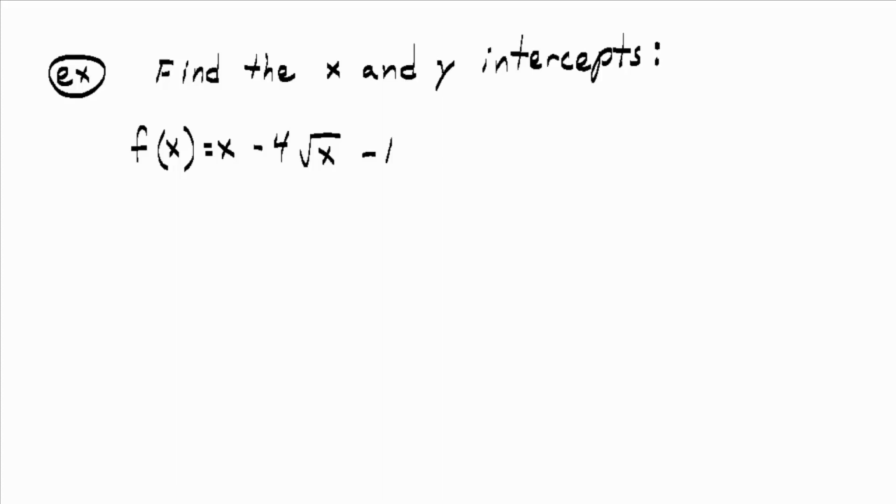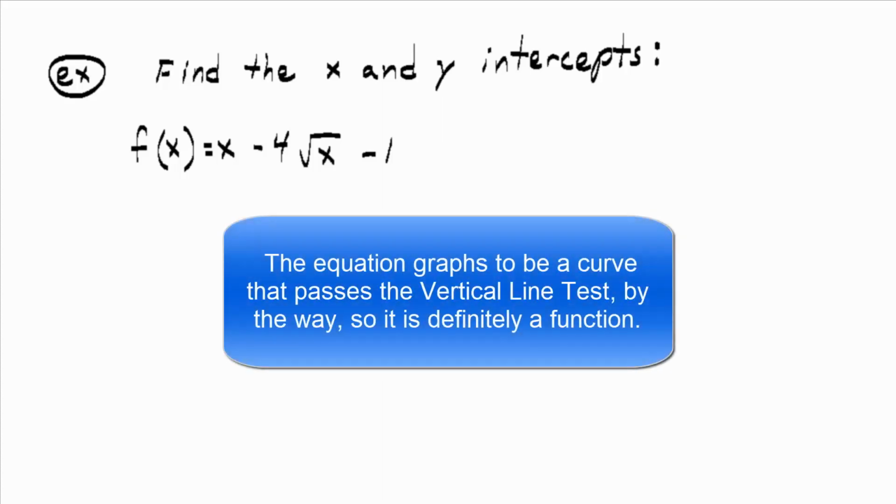Guys, in this example, we want to find the x and y intercepts of the function f of x equals x minus 4 times root x minus 1. So we're not going to graph it, but if you did graph it, it would be a curve in the xy plane. And maybe it would have x-intercepts, maybe it wouldn't, but it'll definitely have a y-intercept.